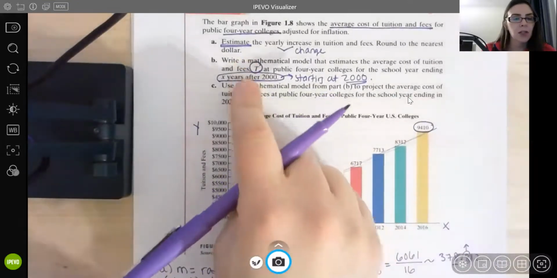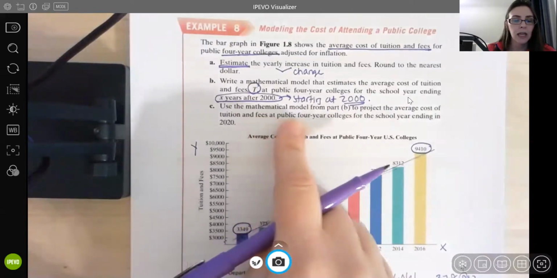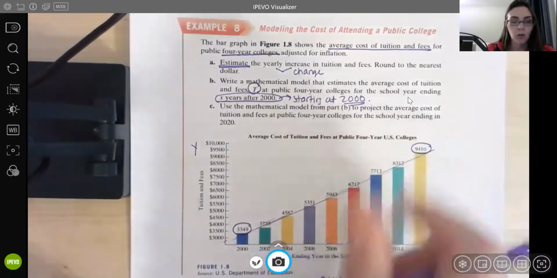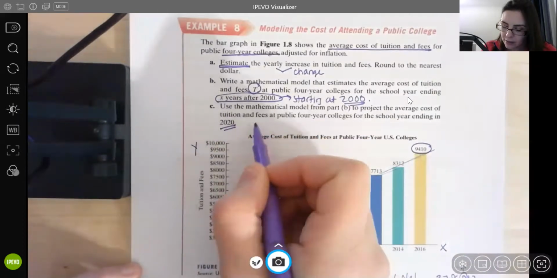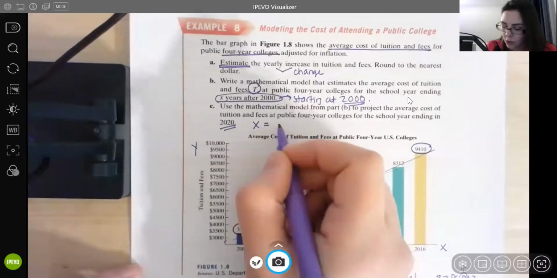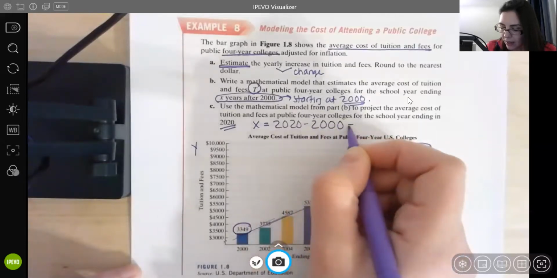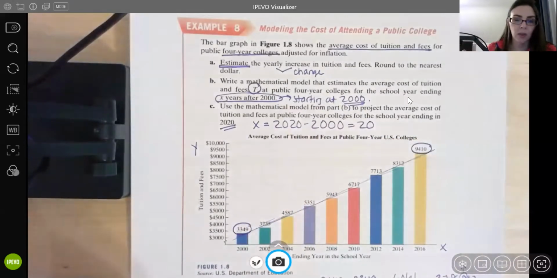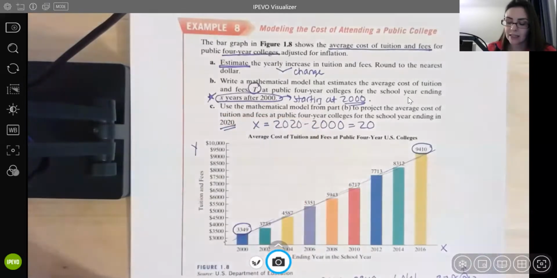Now, our last part asks us to use the mathematical model to project the average cost of tuition and fees at a public four-year college for a school year ending in 2020. Now, be careful here. Remember, X would be the number of years after 2000. So if we're going to 2020, then the X value that we're looking at is just 20. It's 20 years later. So we're plugging in an X value of 20, not 2020. So you want to be careful here. We're told that it's years after 2000, so it's 20 years later.